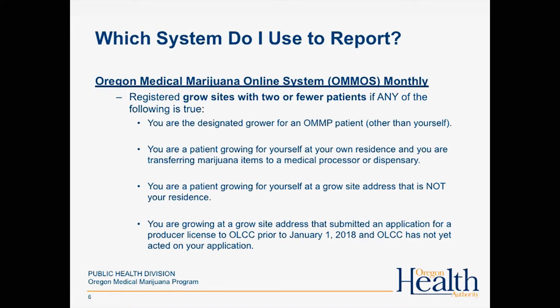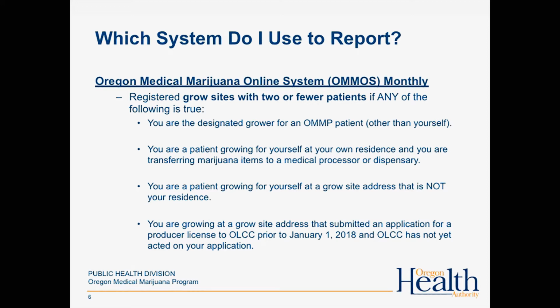Our monthly tracking is still required for some. First of all, you have to be at a grow site with 2 or fewer patients, plus you are designated to grow for someone other than yourself. Or you are growing for yourself at your own residence, but you're transferring product to either a medical dispensary or a medical processing site. Or you're a patient growing for yourself, but not at your own residence.